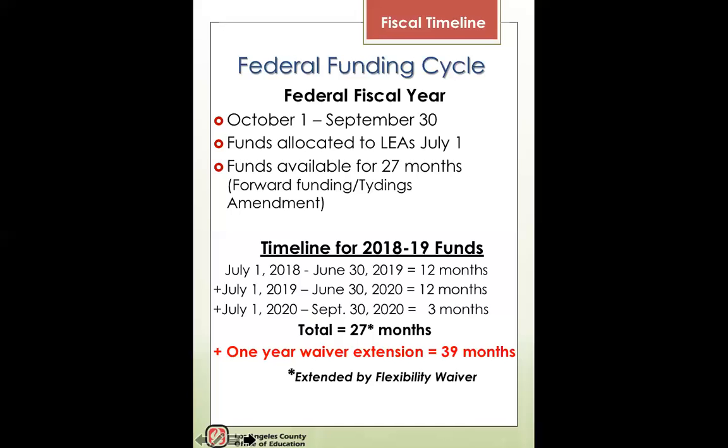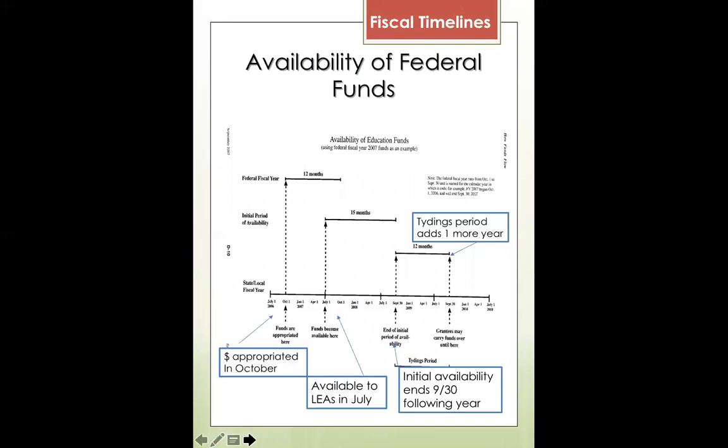The next slide just shows how that works. If you want to look, funds are appropriated in October, they get to the district in July. The initial period of availability ends September 30th of the following year. You get 1 extra year plus 3 months with the federal timeline. But for these funds, you got an additional year. But that means they closed out last September 30th.